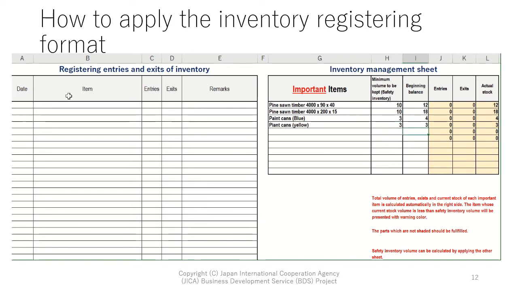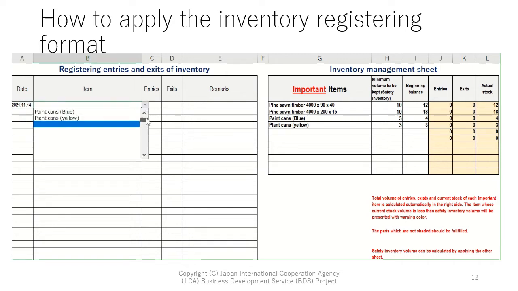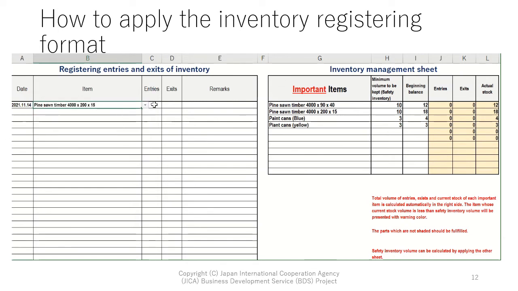Then, in the registering entry and exit sheet, we can fill in the information on the entry and exit of each important item already mentioned. Here, the item to be registered can be selected in the pull-down list automatically generated from the items already mentioned in the inventory management sheet.